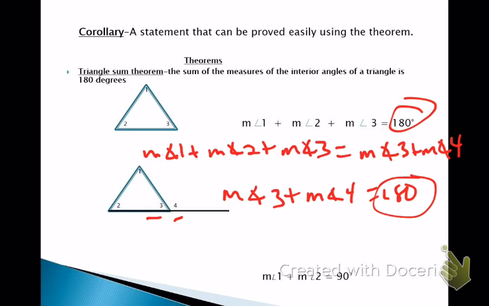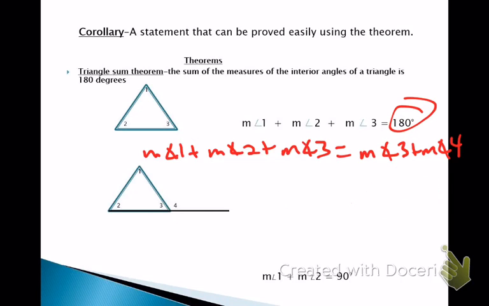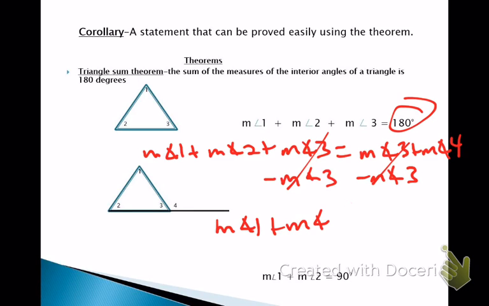Okay? Now, from that idea, I see that I have the measure of angle 3 on this side and the measure of angle 3 on this side. So I can actually subtract those out from this equation. And I'm left with the measure of angle 1 plus the measure of angle 2 has to equal the measure of angle 4. In other words, these two added together have to be equal to that one. And angle 4 is an exterior angle. So this gets us to our exterior angle theorem. Okay, and I just proved it.